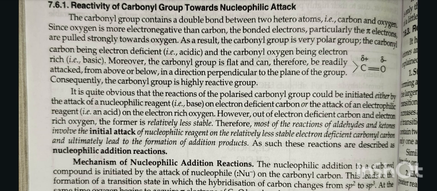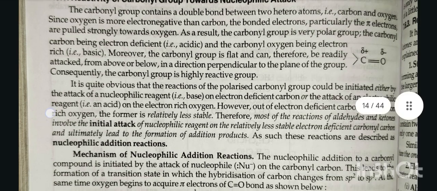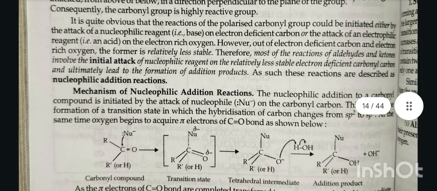Moreover, the carbonyl group is flat and can therefore be readily attacked from above or below, in a direction perpendicular to the plane of the group. Consequently, the carbonyl group is a highly reactive group. It is quite obvious that the reaction of the polarized carbonyl group could be initiated either by the attack of a nucleophilic reagent on the electron deficient carbon, or by the attack of an electrophilic reagent on the electron rich oxygen.